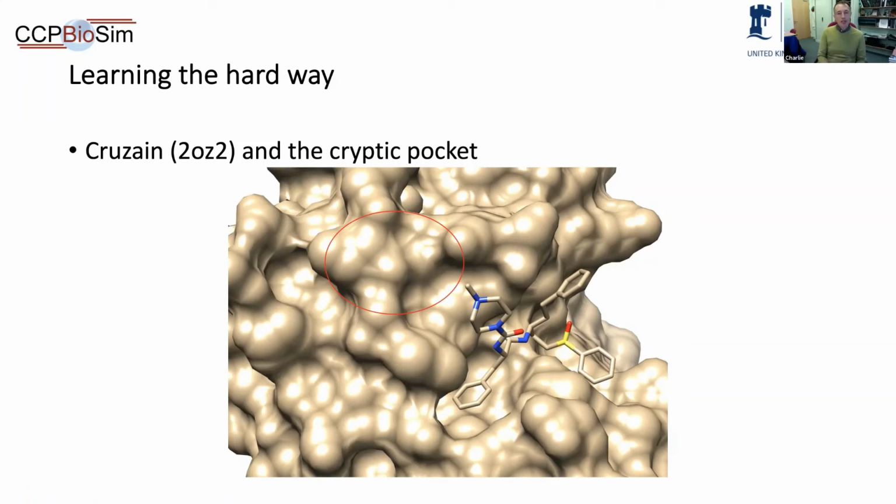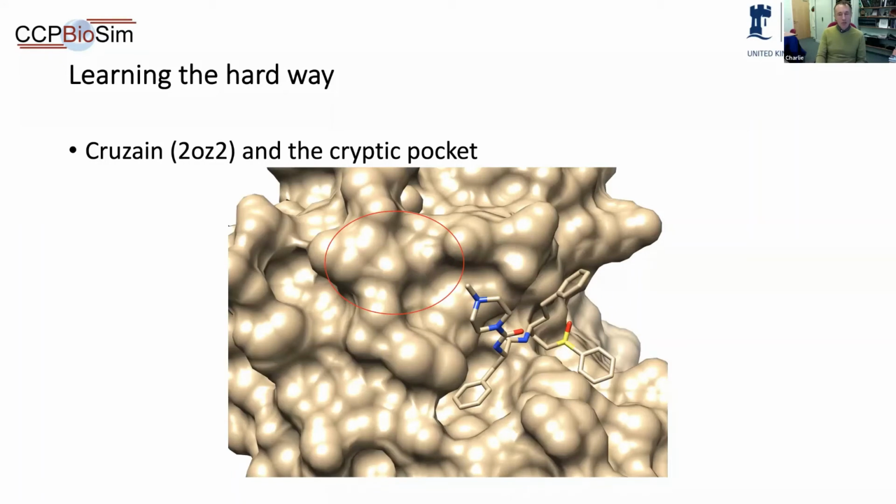Because when we repeated the simulations on other cysteine proteases that weren't cruzain, they didn't do this. They didn't produce this cavity. So it looked like we had found something that was unique to cruzain that would give us a way of creating selective inhibitors of just this protease.